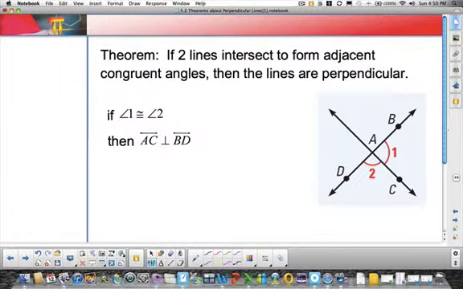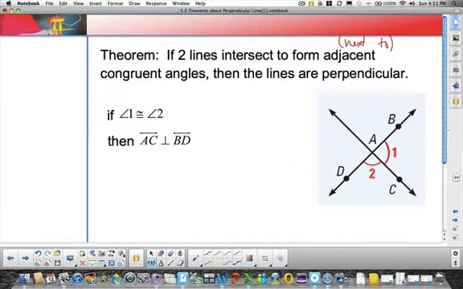Alright, so our next theorem says, if two lines intersect to form adjacent congruent angles, then the lines are perpendicular. Remember that adjacent means next to each other. So what we're saying here is, look at this picture. We've got angle 1 and angle 2. They're clearly adjacent. Not only that, but they're formed by two intersecting lines. So it's not any pair of adjacent angles. It's adjacent angles that are formed by two intersecting lines.